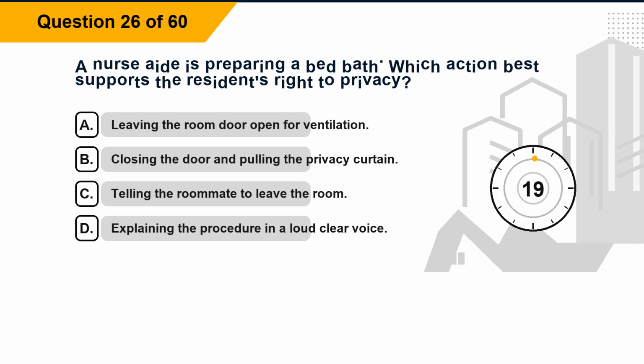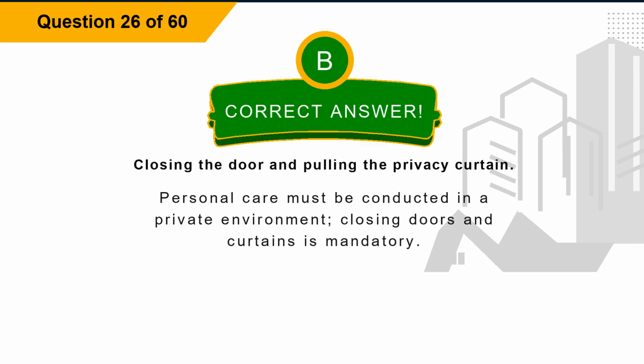Question 26. A nurse aide is preparing a bed bath. Which action best supports the resident's right to privacy? Option A: leaving the room door open for ventilation. Option B: closing the door and pulling the privacy curtain. Option C: telling the roommate to leave the room. Option D: explaining the procedure in a loud, clear voice. The correct answer is option B: closing the door and pulling the privacy curtain. Explanation: personal care must be conducted in a private environment. Closing doors and curtains is mandatory.